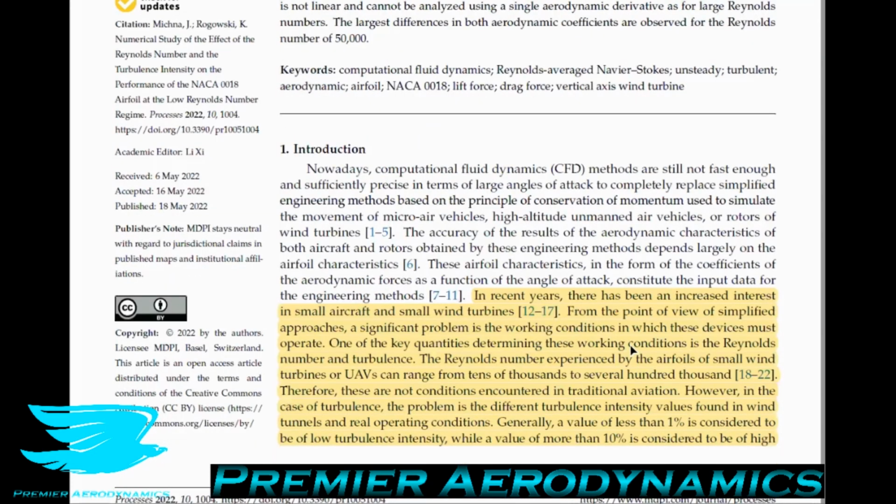So in recent years, there has been an increased interest in small aircraft and small wind turbines. From the point of view of simplified approaches, a significant problem is the working conditions in which these devices must operate. One of the key quantities determining these working conditions is the Reynolds number and turbulence. The Reynolds number experienced by the airfoils of small wind turbines or UAVs can range from tens of thousands to several hundred thousand. And so in this range, the characteristics of the boundary layer are going to be different.